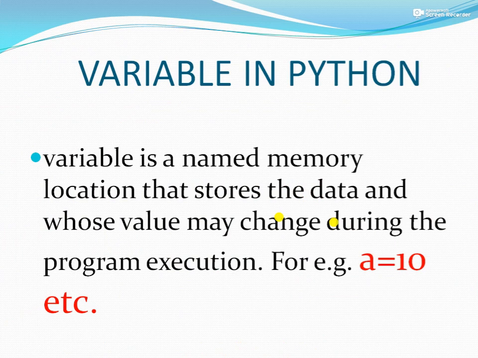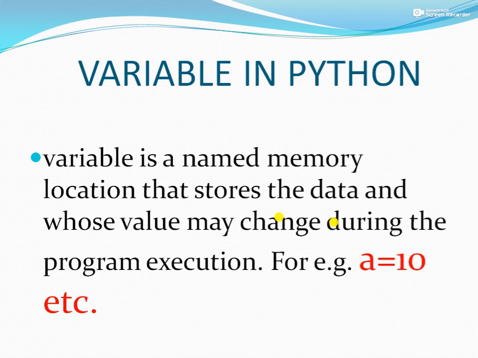Now, our topic is variables. The next topic is variables in Python. Let us see what is a variable. Friends, a variable is an entity that may change. It stores the value input by the user. It is declared in the computer memory at a particular location. For example, a equals to 10, where a is a variable.